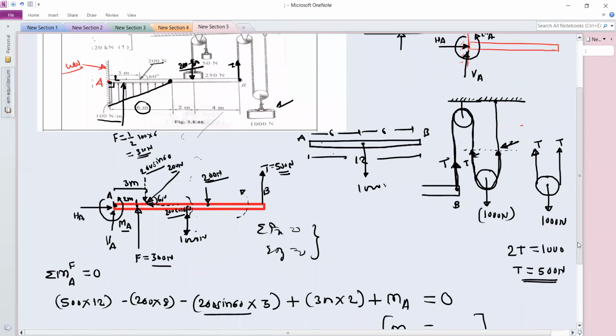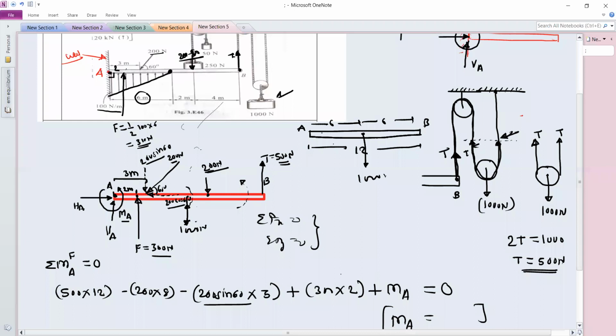So we need to consider the moment by 1000 Newton. So I will write here MA and minus 1000 into 6, the moment will be negative because the moment is clockwise by 1000 Newton and the distance is 6 meter, the perpendicular distance. So this is minus 1000 into 6. And now calculate the value of N.